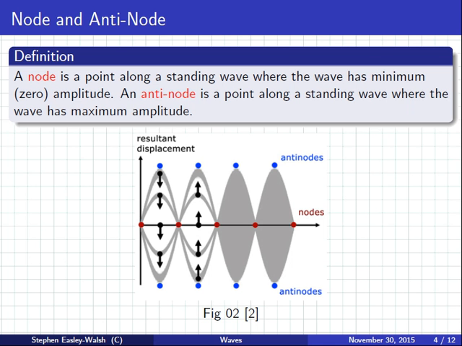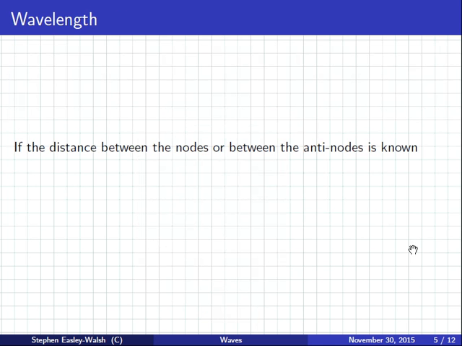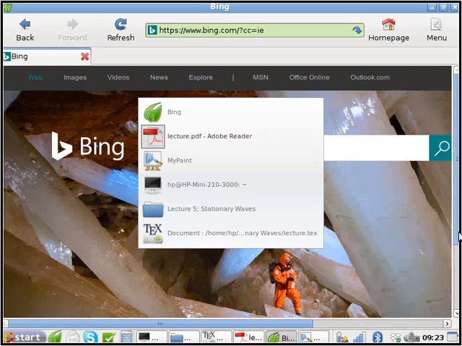Got that? Great. Okay, so we got node and antinode. If the distance between the nodes or antinodes is known, then you can know what the wavelength is. So if we just go back to, well actually maybe I'll draw it here. I got my picture still.